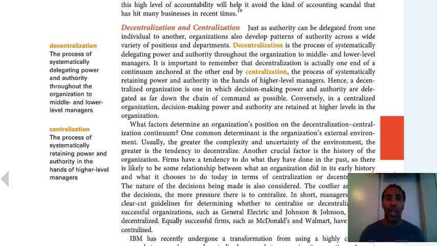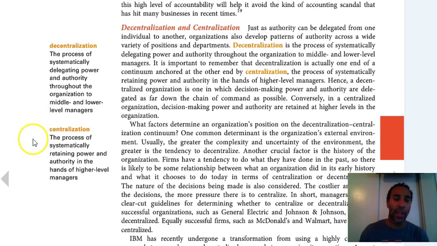Decentralization and centralization run along the same premise, but decentralization is the process of systematically delegating power and authority throughout the organization to middle and lower level managers, right? So if you're decentralized, you're saying, I'm going to give it to the east, to the Midwest, to the south, and to the west, right? As opposed to it being centralized, which would just be in one place like the west.